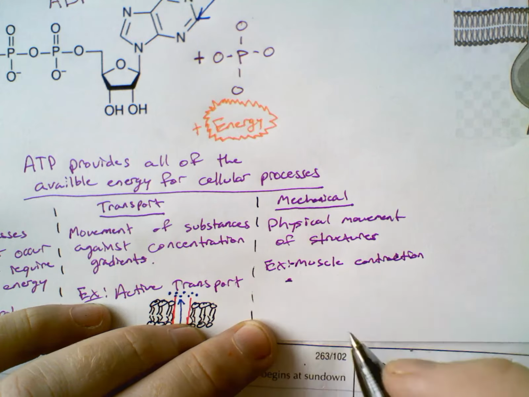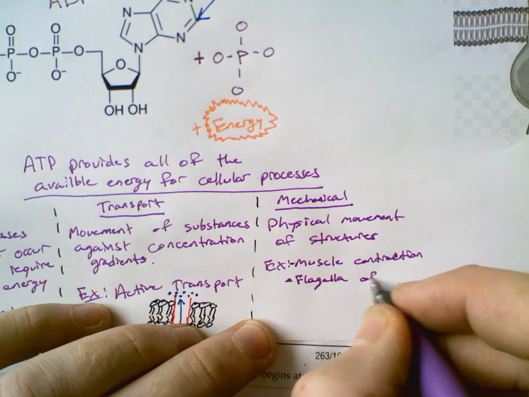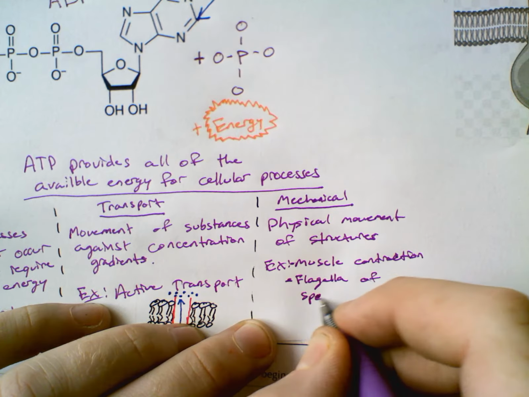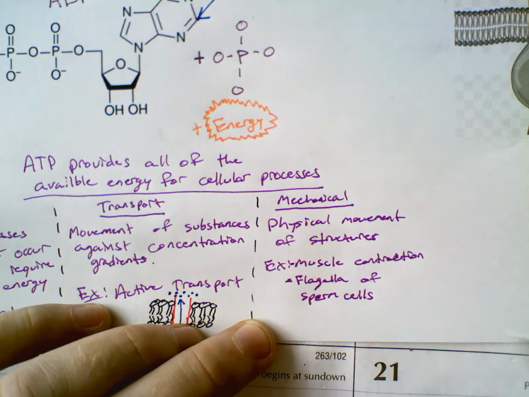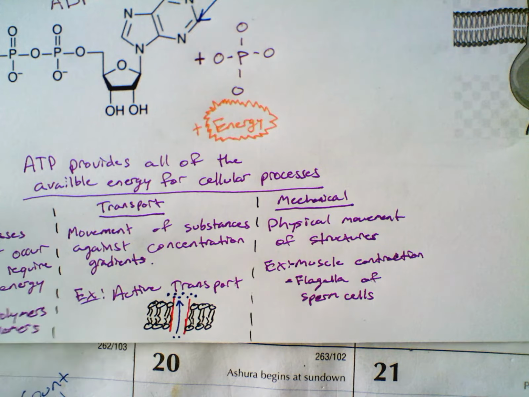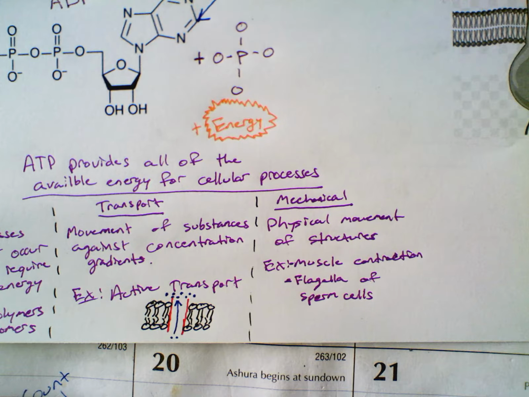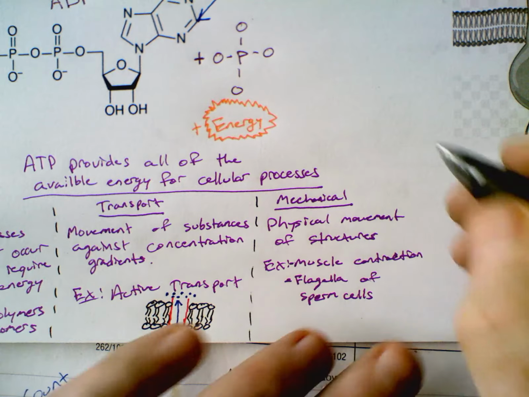Maybe we're talking about the flagella of sperm cells. Flagella are like these little whip-like structures, and they spin kind of like the propeller on a motorboat, and that requires a constant stream of ATP in order for that to work as well. So those are just a couple examples: muscle contraction or the movement of the flagella of sperm cells. All of these processes require a constant, steady stream of ATP.